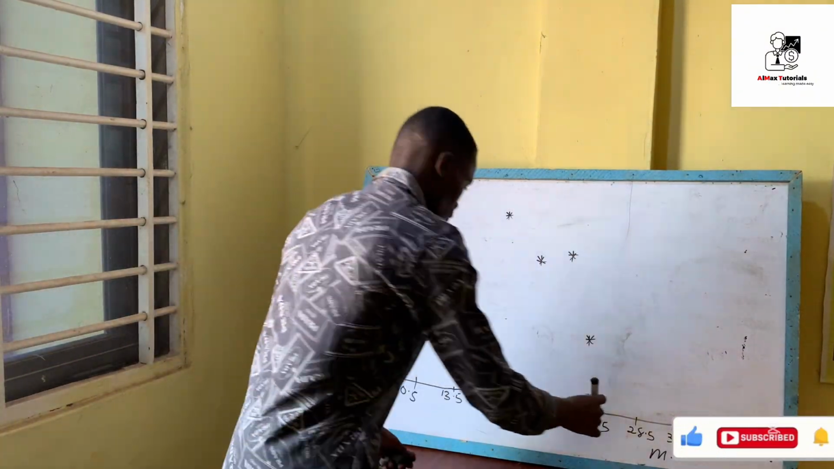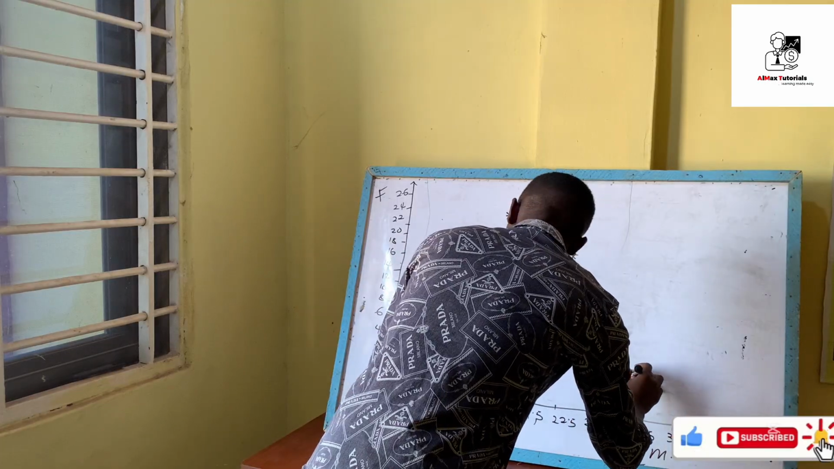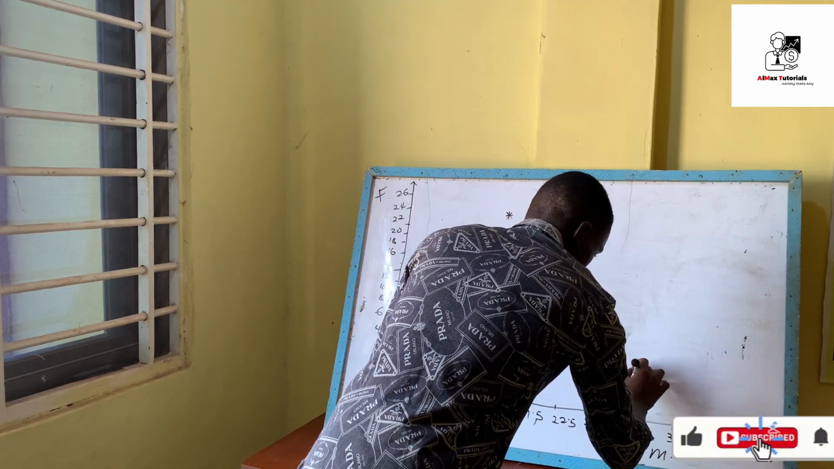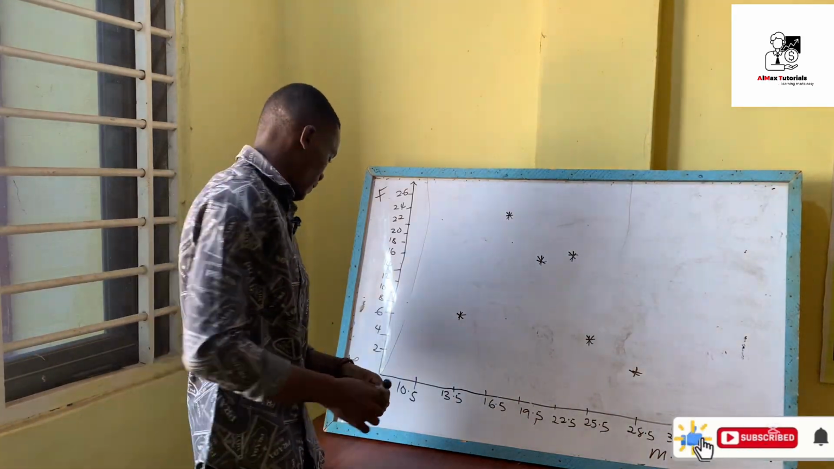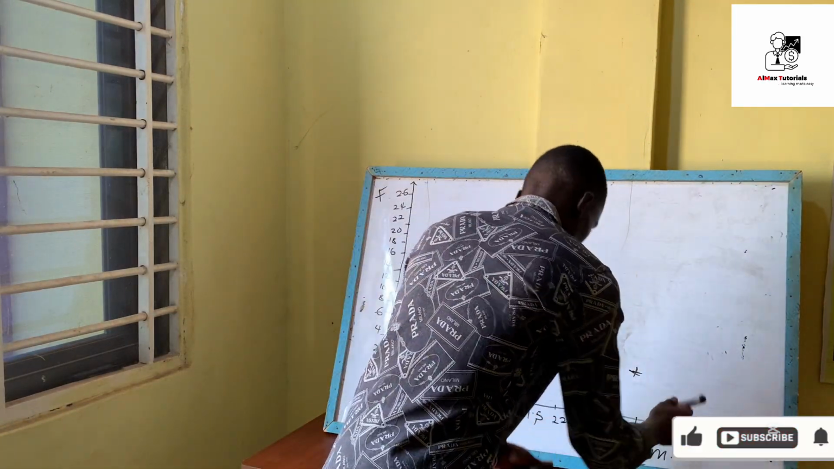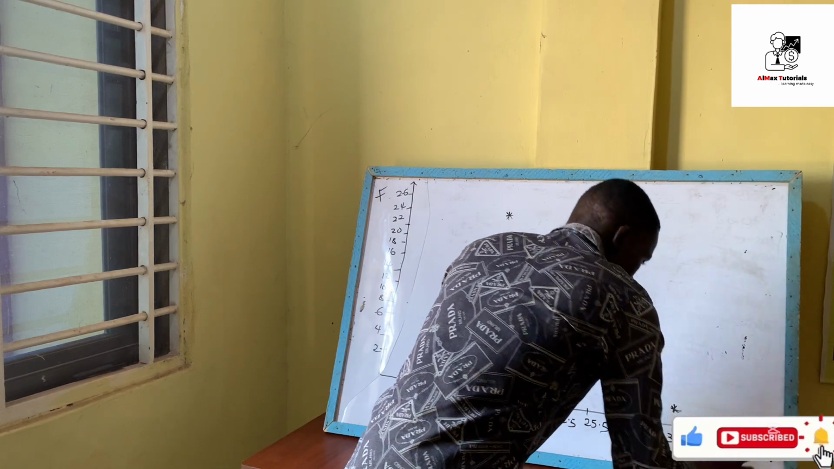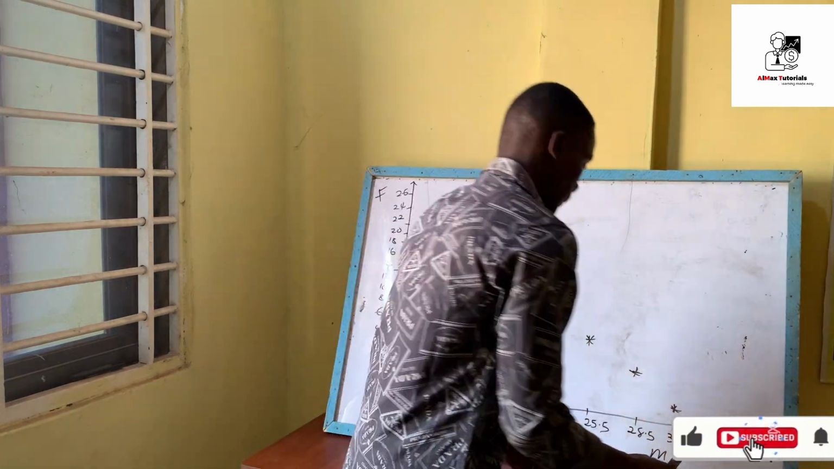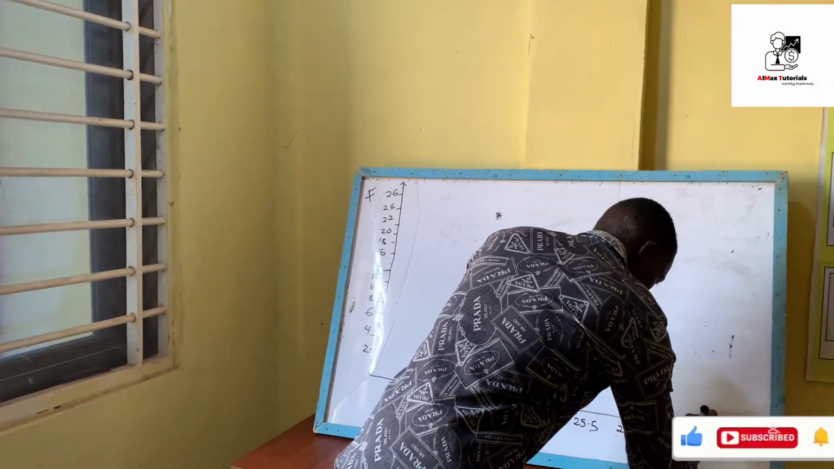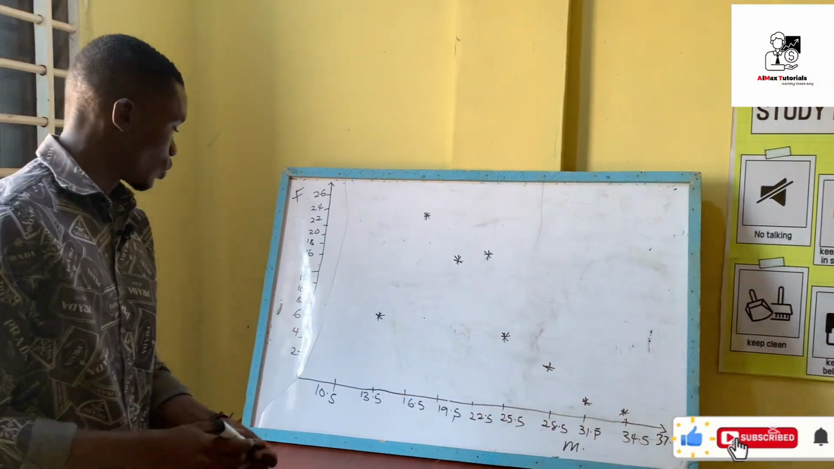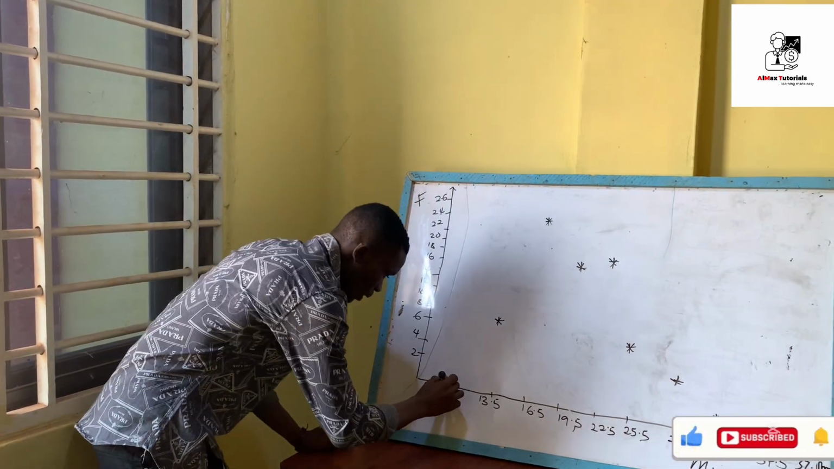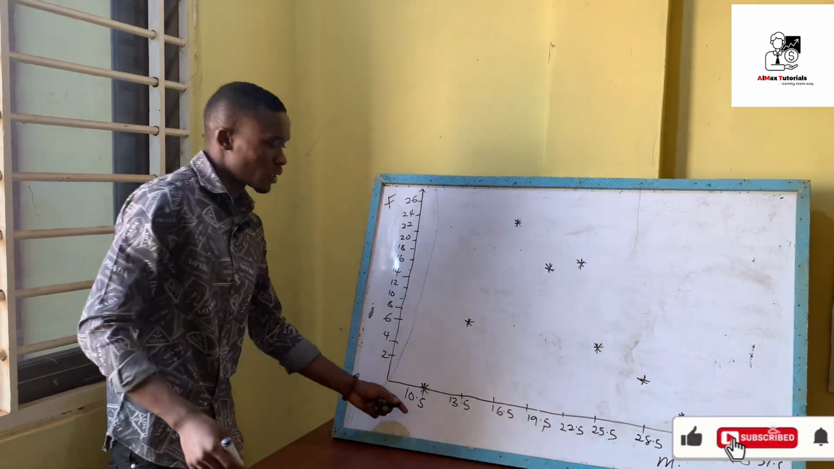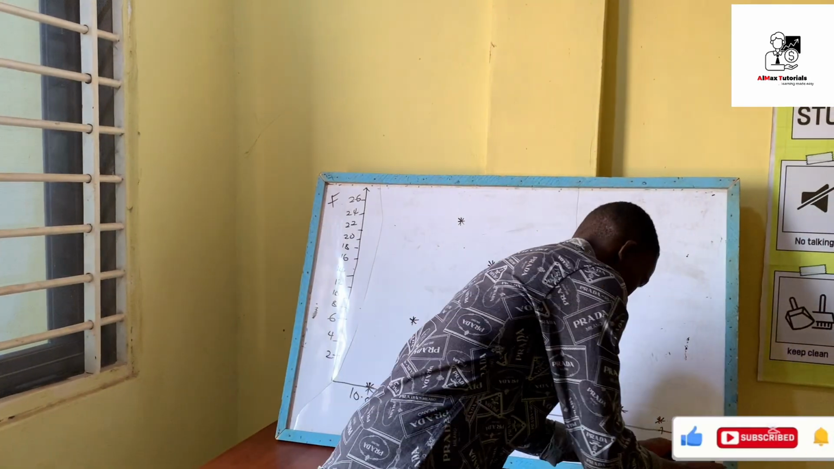Then 28.5 is 4. So 28.5 is 4. 4 is just here. Then 31.5 is 1. And 34.5 is also 1. So like I said, we have to construct another additional midpoint at the beginning and at the end. So we will have another one here where the construction will start, and another one at 37.5 where it will end.